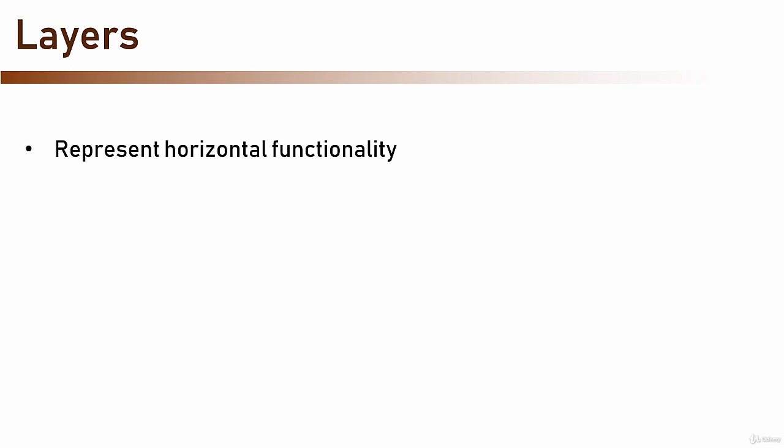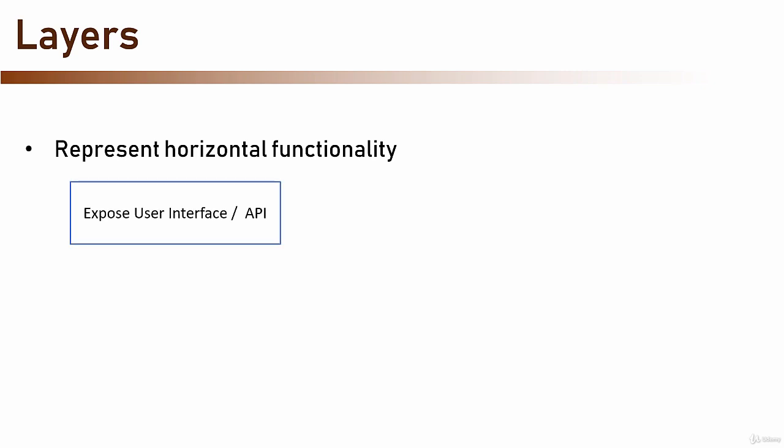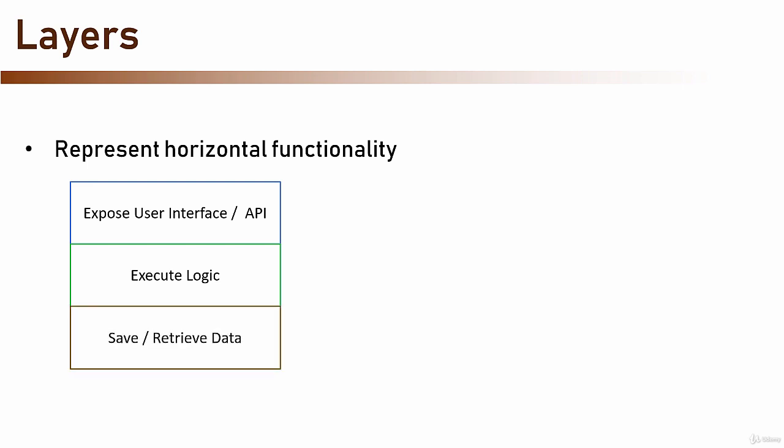The layers in a software component represent the horizontal functionality of the code in the layers. Now, what does it mean? Traditionally, software components perform three basic actions. 1. Expose the software functionality through some kind of interface. This is usually done via API or user interface, depending on the type of the application. 2. Execute logic on the data that is received from the user, again via API or user interface. This logic often includes validation, processing, additional calculations, enrichment, and more. And 3. Save the data into the data store and retrieve data from the data store.